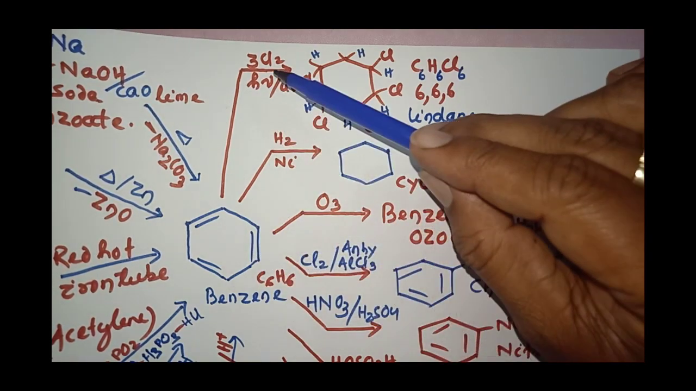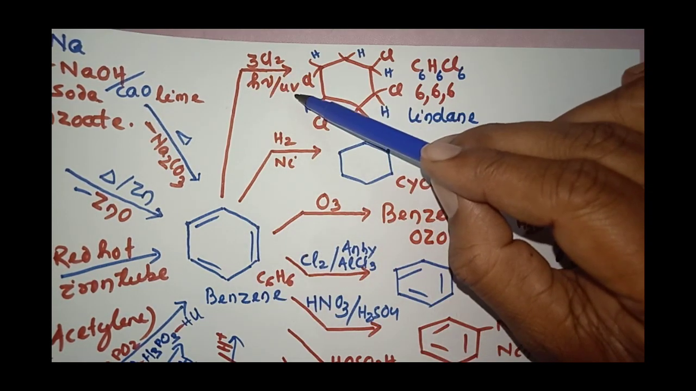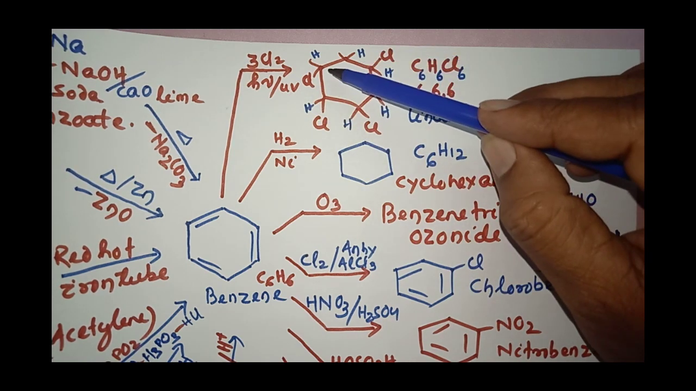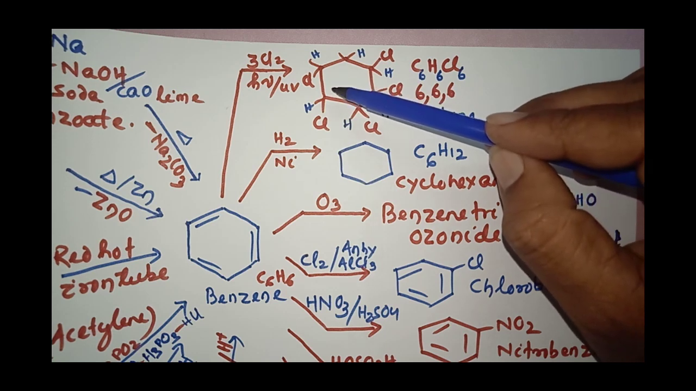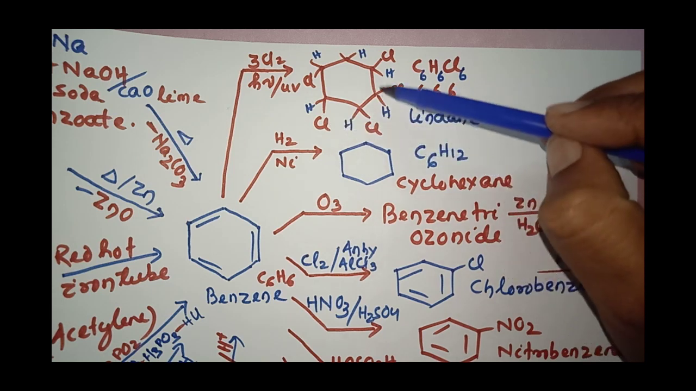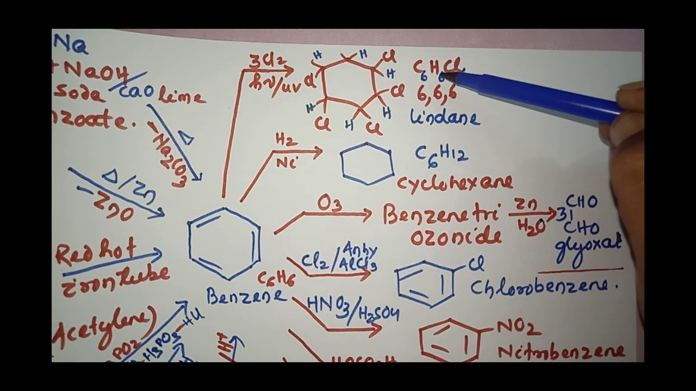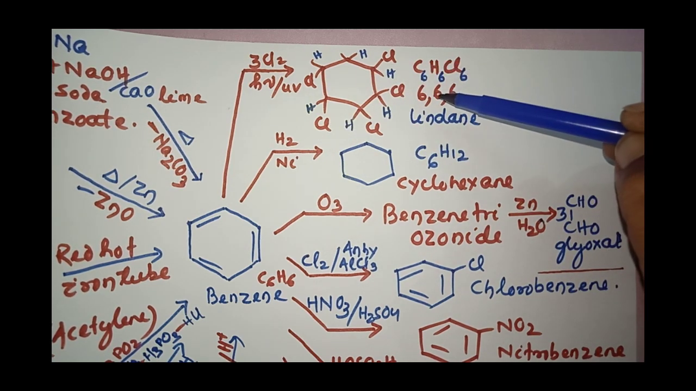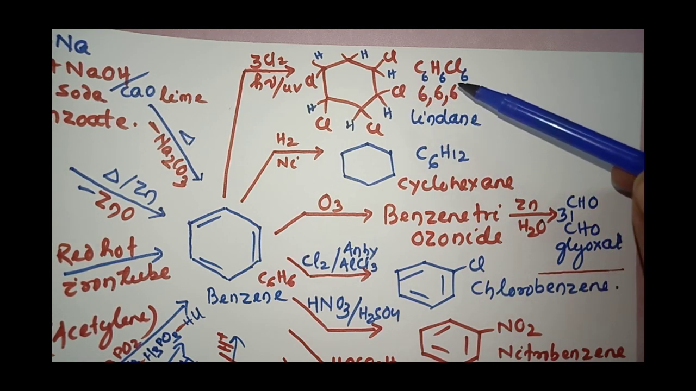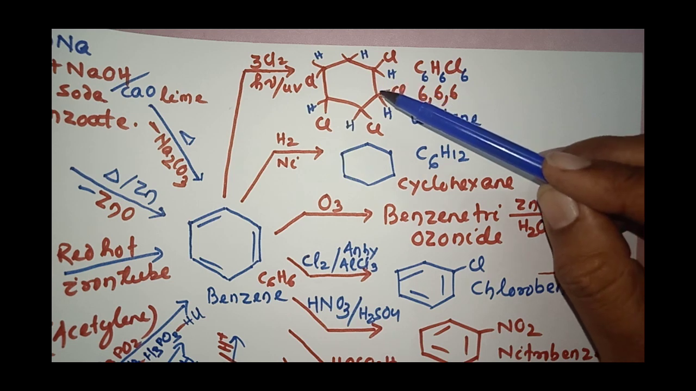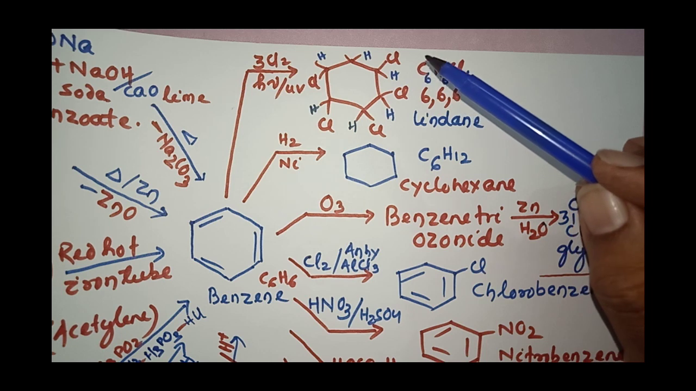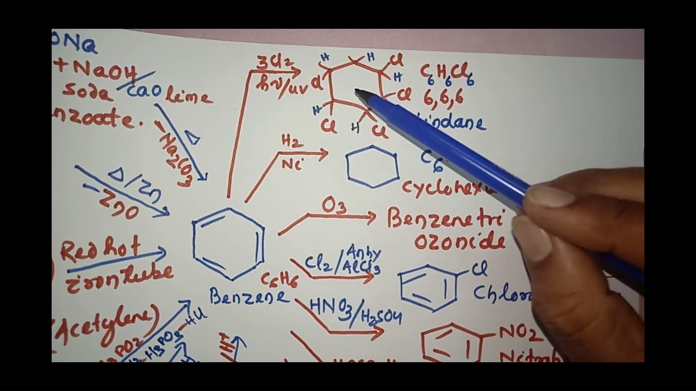When benzene is treated with chlorine in presence of UV light, lindane is produced. Here all the double bonds are broken into single bonds. This compound has 6 carbon atoms, 6 hydrogen atoms and 6 chlorine atoms. So it is popularly known as 666 lindane. This is also known as gammexane, benzene hexachloride, BHC. This is an addition reaction.